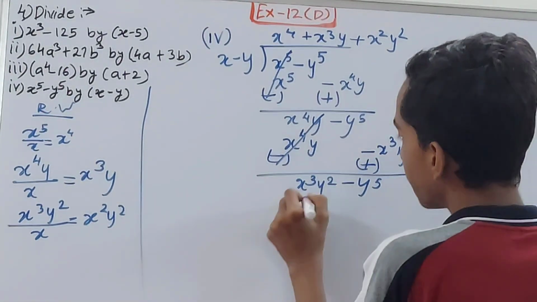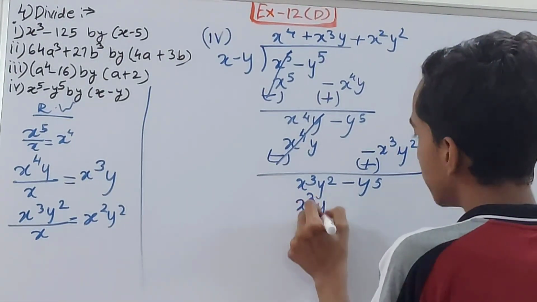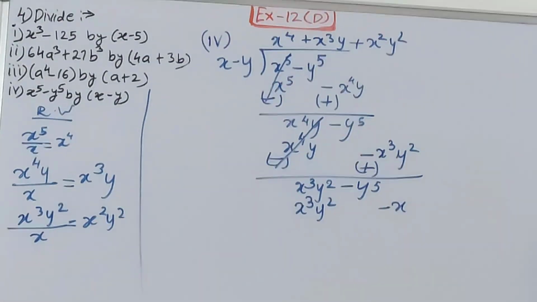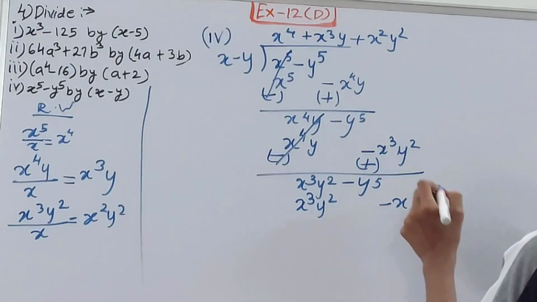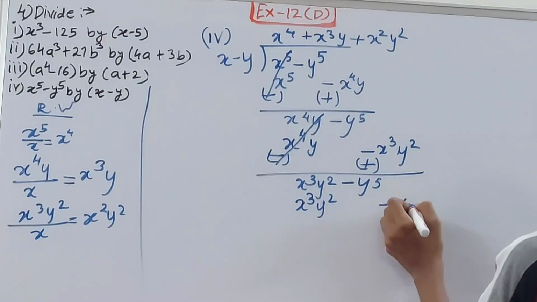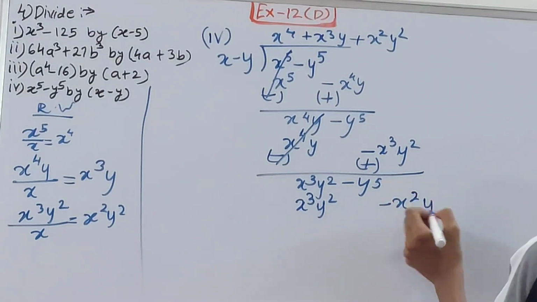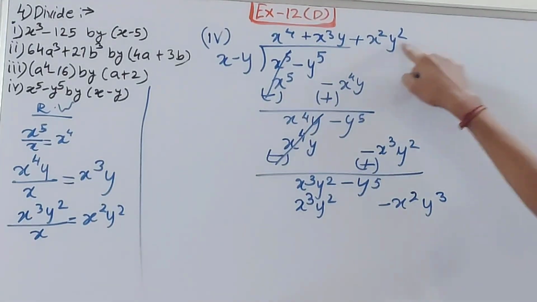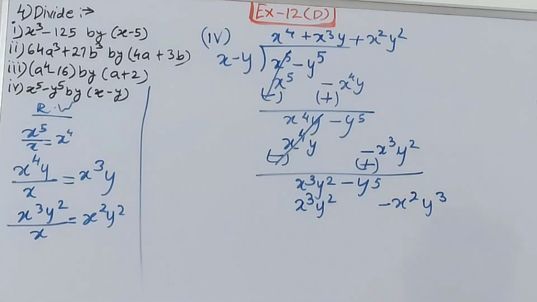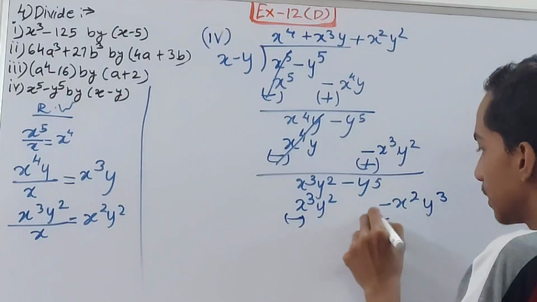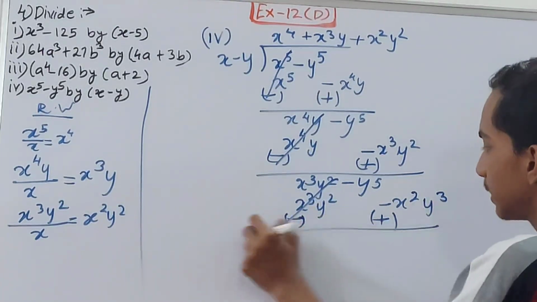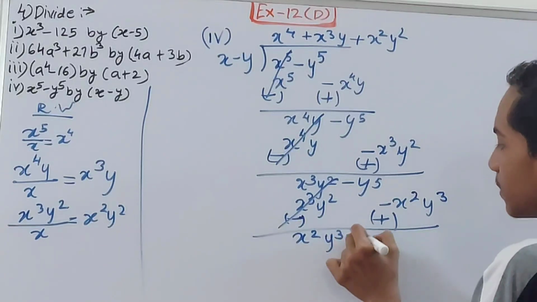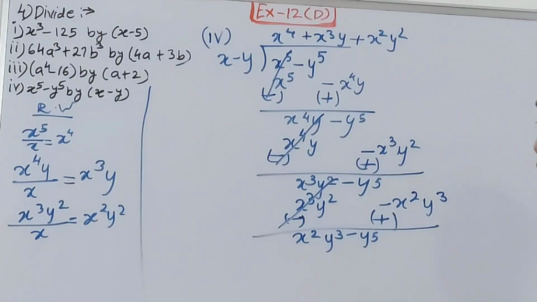X square y square into x will become x cube y square. X square y square into minus y will be, and here you will have x into minus y, so minus x square y cube. The power of y will increase because y square into y you have to do. Now again change your signs, minus here plus, change the signs, this will cancel. You have x square y cube minus y to the power of 5.